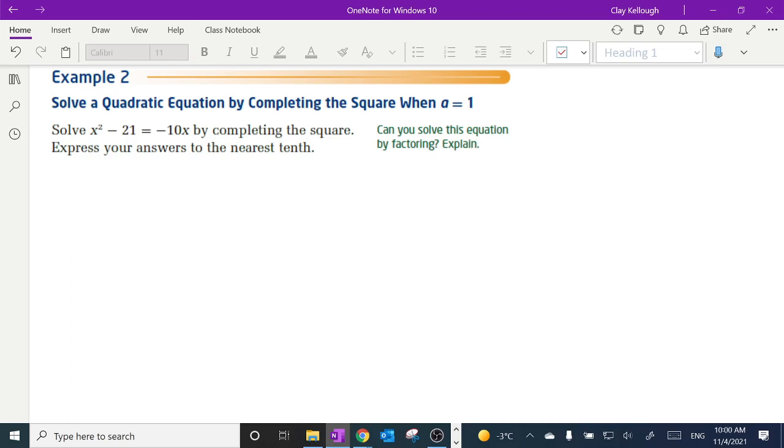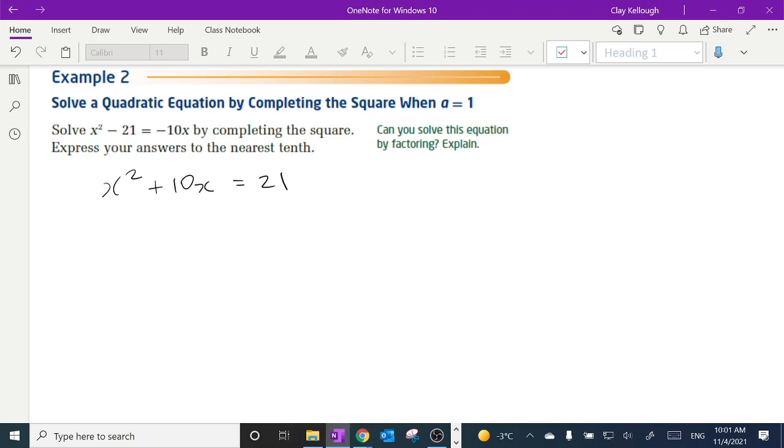Solve this one by completing the square. This one doesn't have a context. It's just to solve by completing the square. And you'll notice that this time, the book does this a little differently than we did. The book likes to put the constant on the other side. So their first step is to add 10x to both sides and add 21 to both sides.